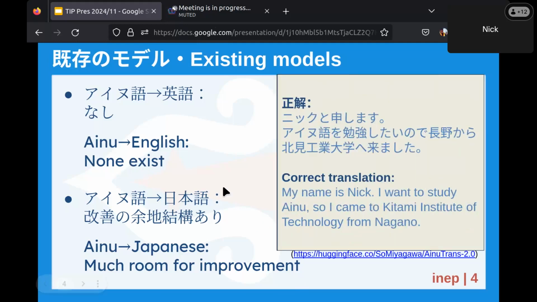So the correct translation is: Nick to moshimasu. Ainu go o benkyou shitai no de, Nagano kara Kitami Kogyo Daigaku e kimashita. My name is Nick. I want to study Ainu. So I came to the Kitami Institute of Technology from Nagano.